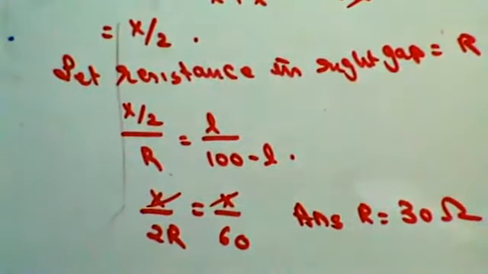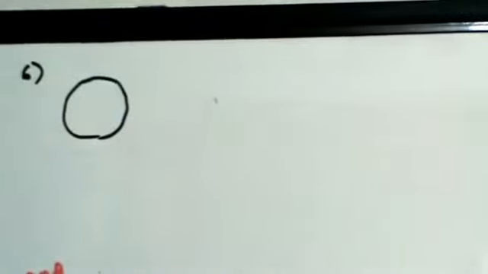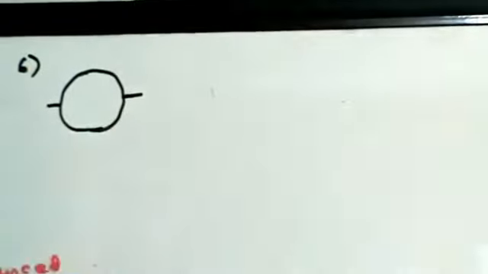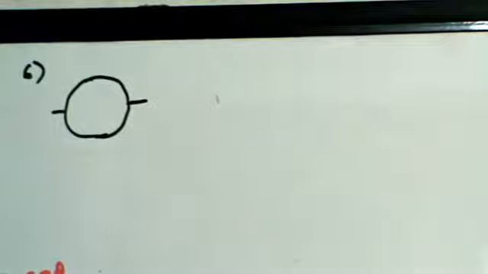Right? Pick up the next one, please. A wire of uniform cross section is bent in the shape of a ring. Two diametrically opposite points of the wire are connected in the left gap of the meter bridge.